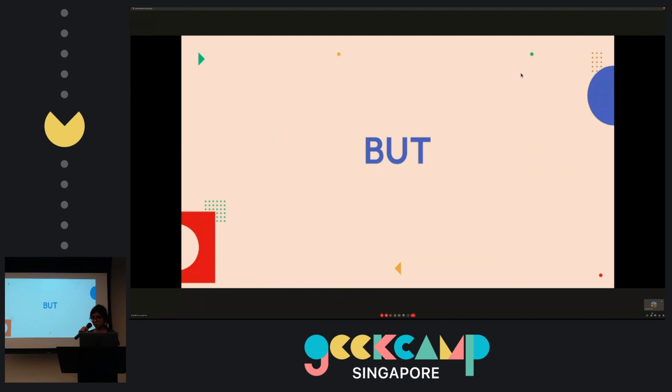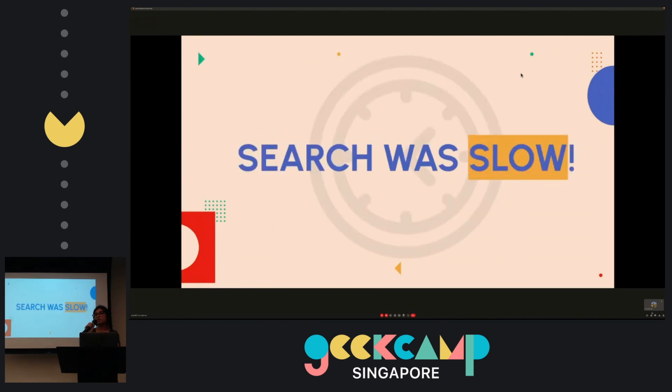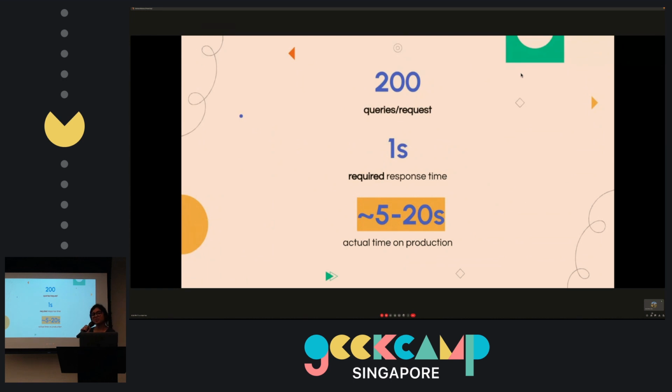But there was a problem. This search, like my brain without coffee, was pretty slow. Well, not pretty, but it was slow. We were trying to do 200 queries per request, and what we were trying to get to was essentially a 1 second response time. The actual time in production though was 5 seconds to about 20 seconds. So 5 seconds we were still okay with, there was hope, but 20 seconds was just a no-no.